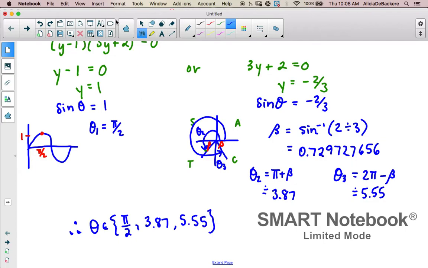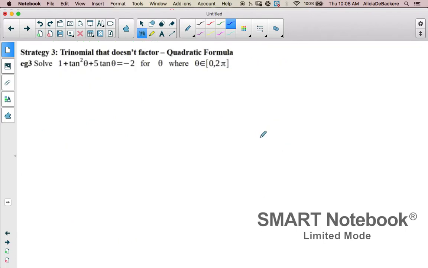And that's the end of my set. All right, example 3, we're looking at a different strategy. This time we're going to have a trinomial that doesn't end up factoring. So we're going to use the quadratic formula.